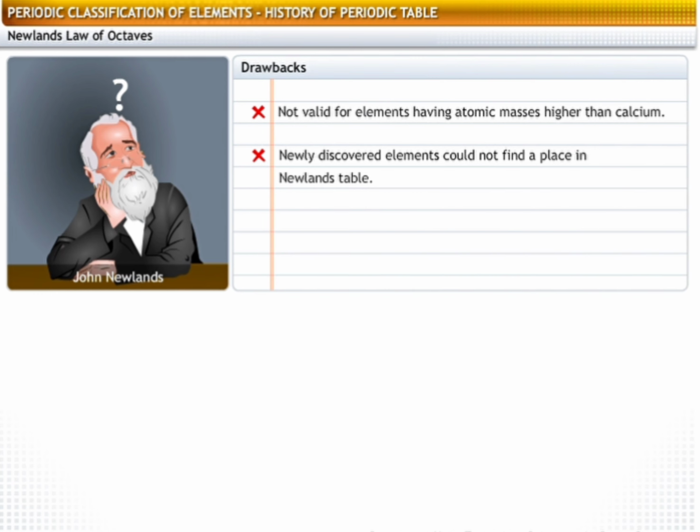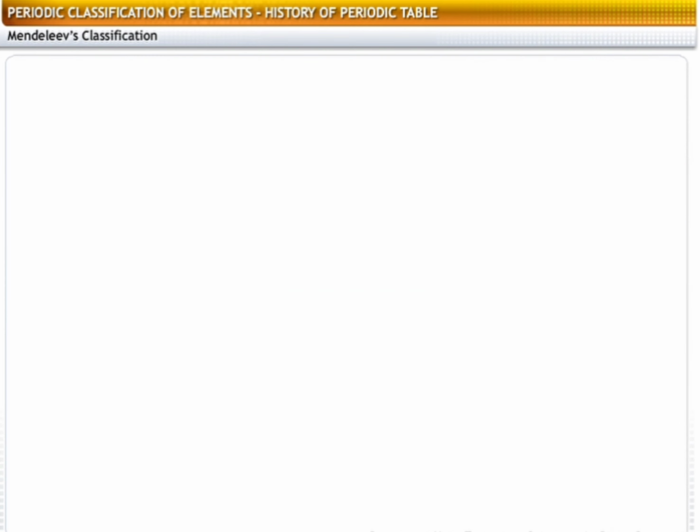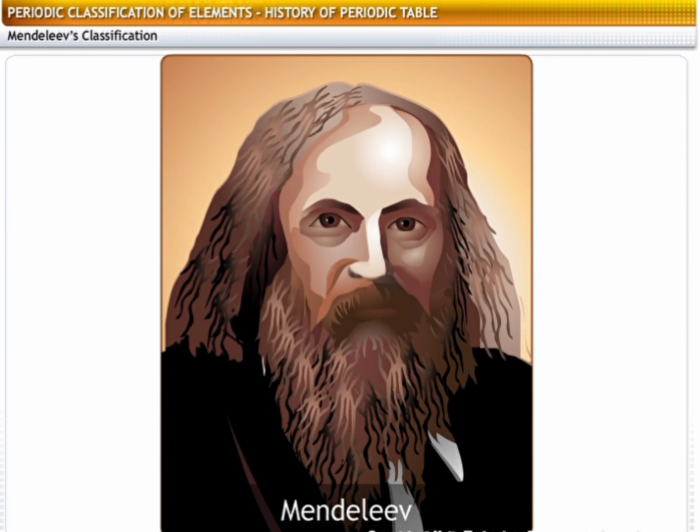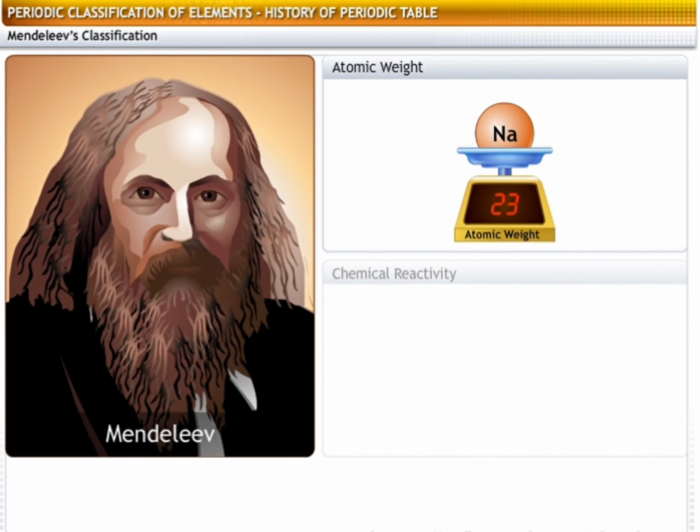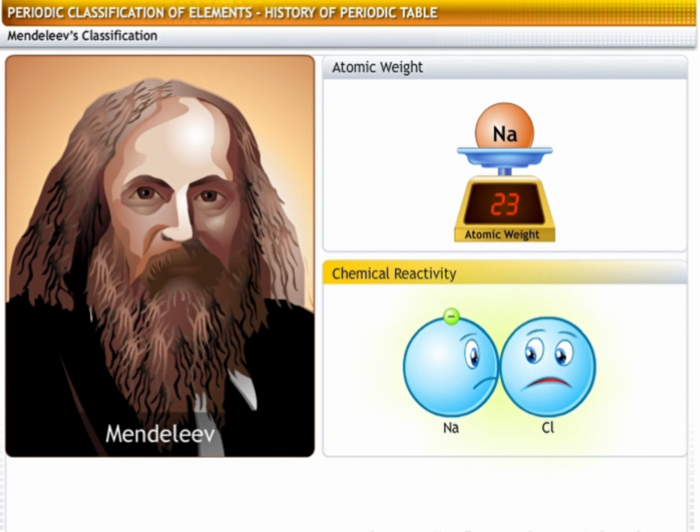However, Newlands' law of octaves failed, because it was not valid for elements of atomic masses higher than calcium. Newly discovered elements could not find a place in Newlands' table. Mendeleev based his work on the research by Newlands and took it further. He felt that effective grouping of elements and prediction of properties could be based on two parameters: atomic weight and chemical reactivity.